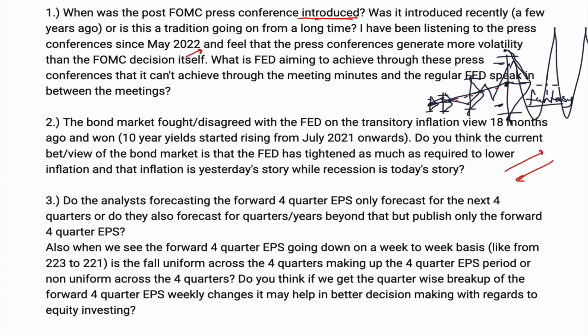Also, when we see the 4-quarter EPS going down on a week-to-week basis, is the fall uniform across the 4 quarters making up the 4-quarter EPS period? Not really. No, there's no reason it has to be. It could be that for a particular company, EPS will drop because Q4 was okay, but the guidance was low for Q1 and Q2, while Q3 and Q4 were back to normal. So maybe the guidance was like this, and this one is gone. It'll be like this now, but these two are still okay. So no, it doesn't have to be uniform.